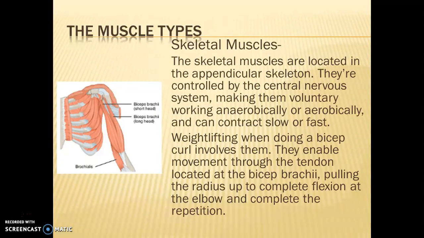Skeletal muscles. The skeletal muscles are located in the appendicular skeleton, which go through constant contractions to enable movement. They're controlled by the central nervous system, making them voluntary, and without them movement would be incapable. These muscles are attached to bones by tendons. The skeletal muscles can either work anaerobically or aerobically, enabling them to go through respiration so the muscle can contract, either slow or fast. An example of skeletal muscles are the bicep, and are used in sports such as weightlifting when doing a bicep curl.